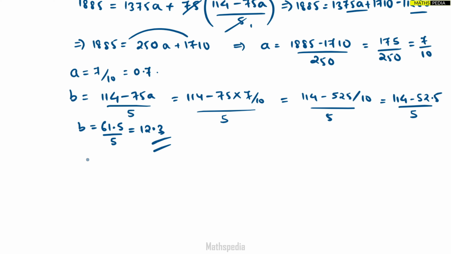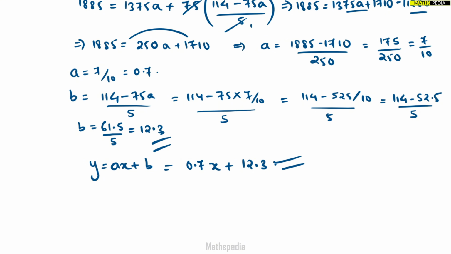Now we have to write the straight line equation. So y is equal to ax plus b, that was our equation. Now we have got the a and b values. So a is 0.7, you can write, into x, plus the b value, 12.3. So this is the equation.